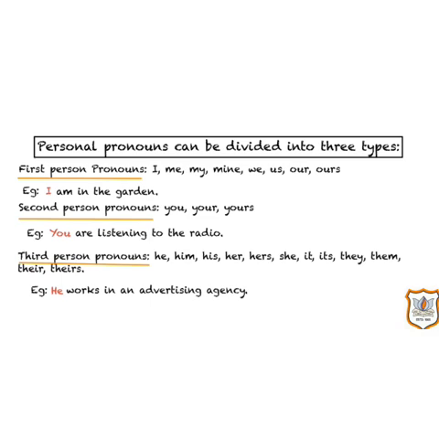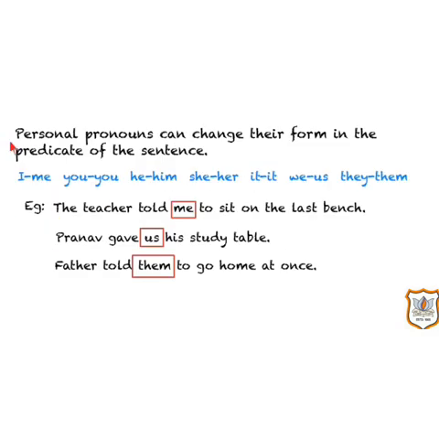Personal pronouns can change their form in the predicate of the sentence. For example, if you are using I, somewhere we need to use me. You stays you only. He can become him. She will become her. It will stay the same. We will become us. They will become them.